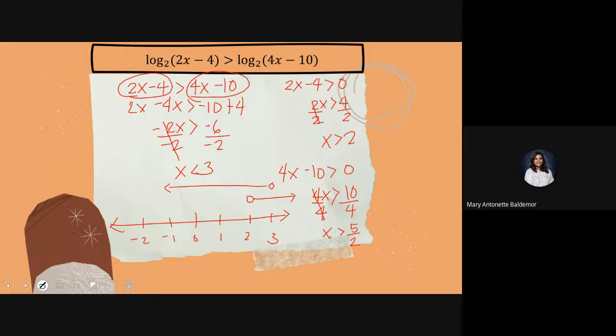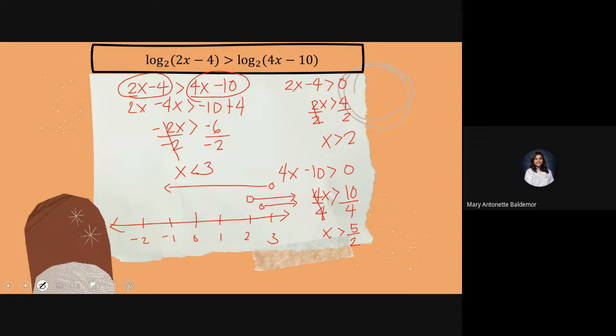And then x is greater than 5/2. Now, we know that fractions can be converted to decimal. So, 5 divided by 2 is equivalent to 2.5. So, 2.5 is somewhere here. Okay, somewhere in between 2 and 3. So somewhere between 2 and 3 and going to the right.